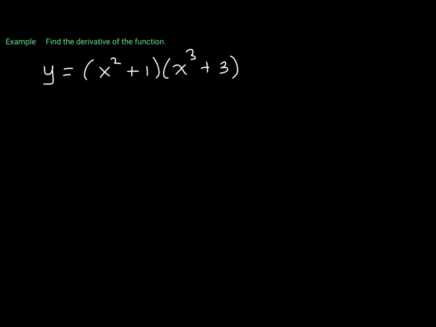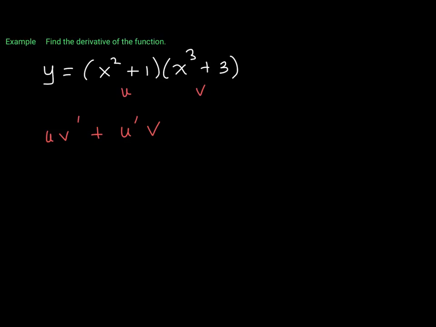All right, let's find the derivative of this function. y is equal to x squared plus 1 times x cubed plus 3. So notice that we are given a product, right? So we can actually use our product rule. So this here in your notation, this is really u and this is v, right? And so we know that the derivative will be u times v prime plus u prime times v. That's going to be like our pattern here, all right?